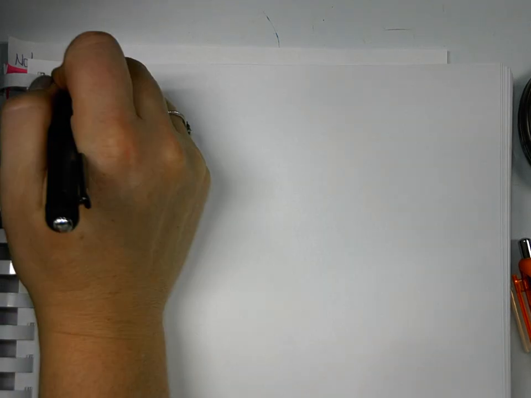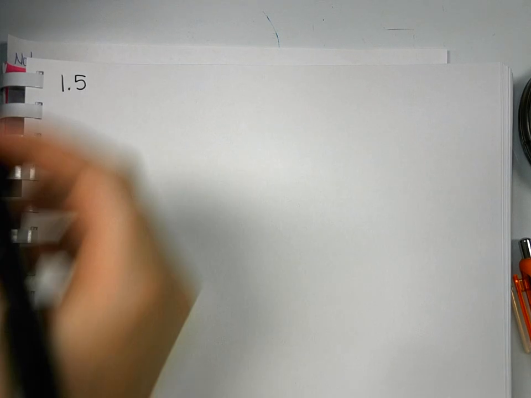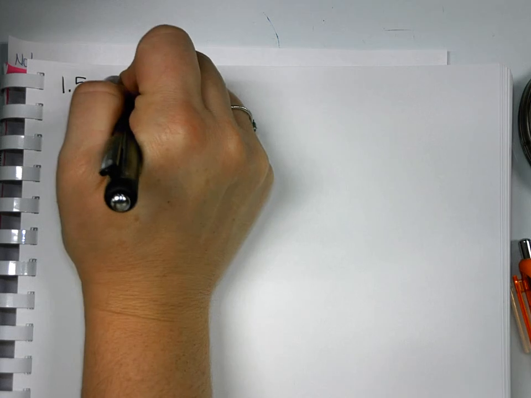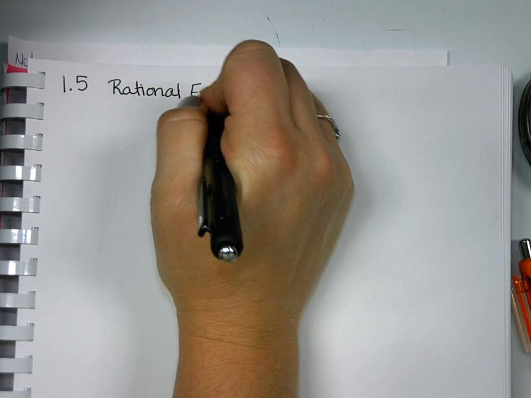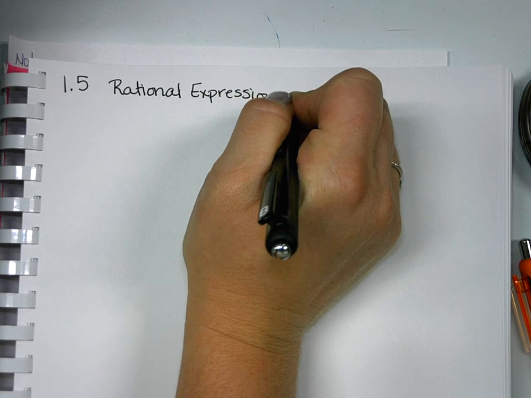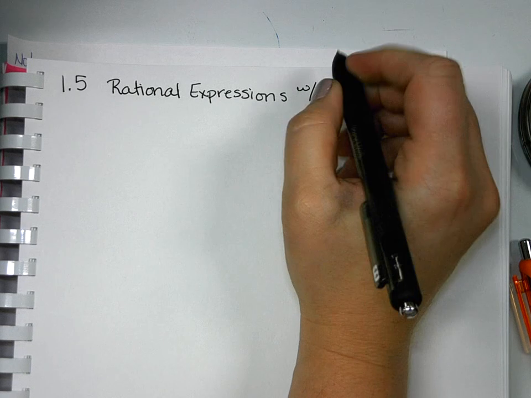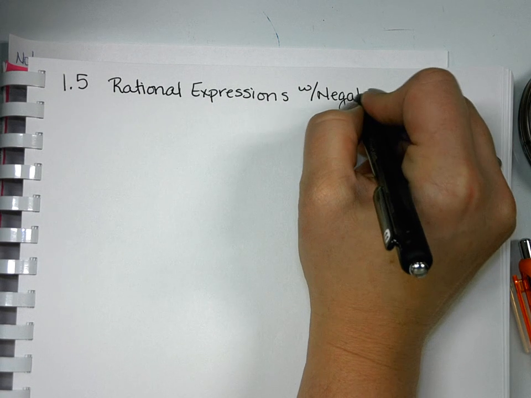All right, so tonight we're going to be doing stuff similar to 1-4. So 1-5 is all about rational expressions, just like before. But the difference is now we're going to deal with what happens when there's negative exponents.